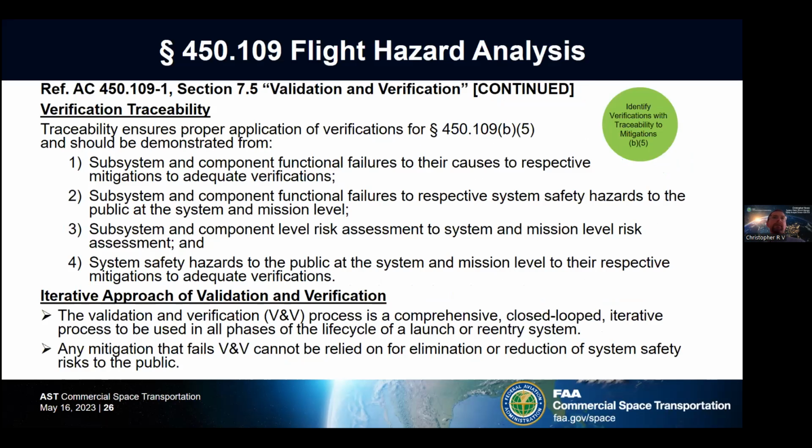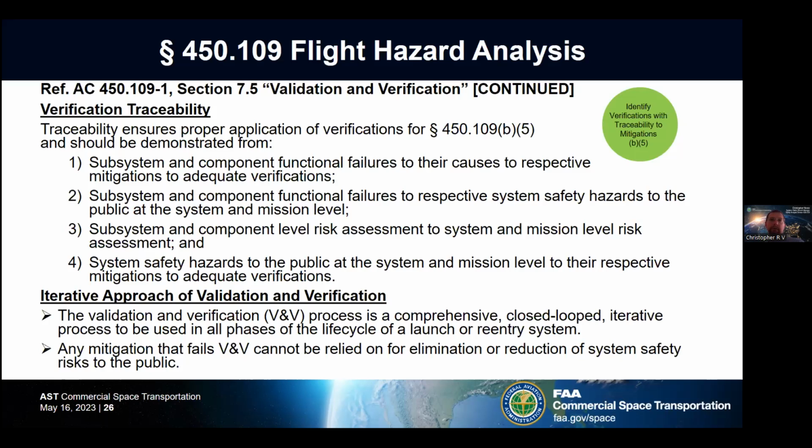Traceability for verifications should be demonstrated from subsystem and component functional failures to their causes, to respective mitigations, to adequate verifications; subsystem and component functional failures to respective system safety hazards to the public at the system and mission level; subsystem and component level risk assessment to system and mission level risk assessment; and system safety hazards to the public at the system mission level to their respective mitigations to adequate verifications.